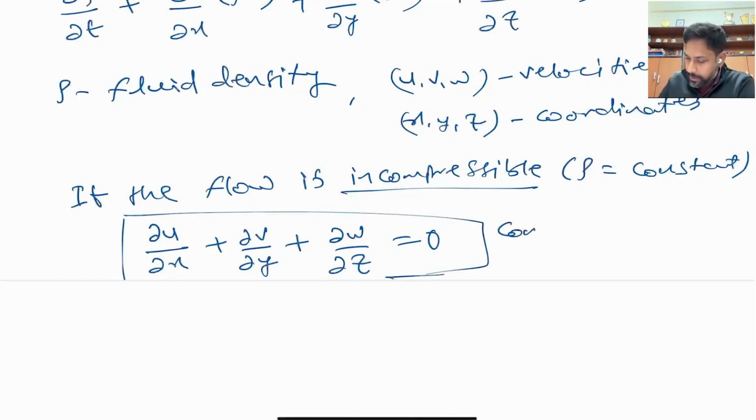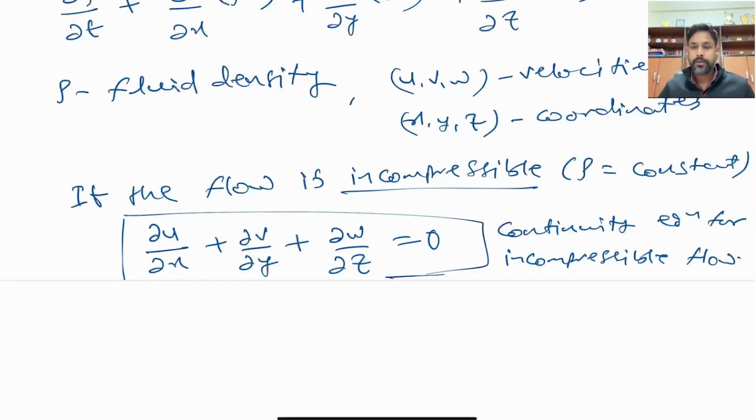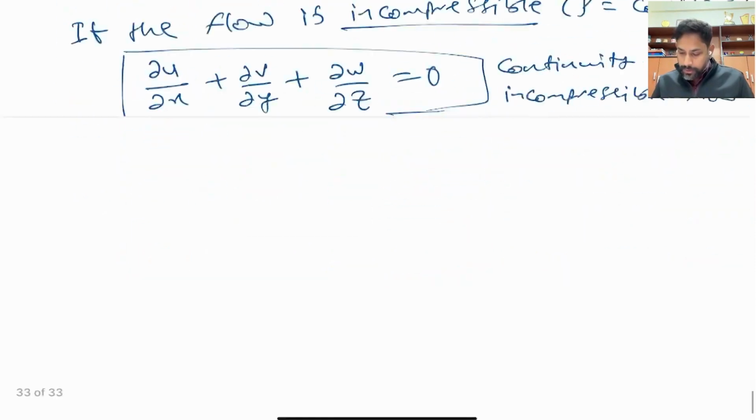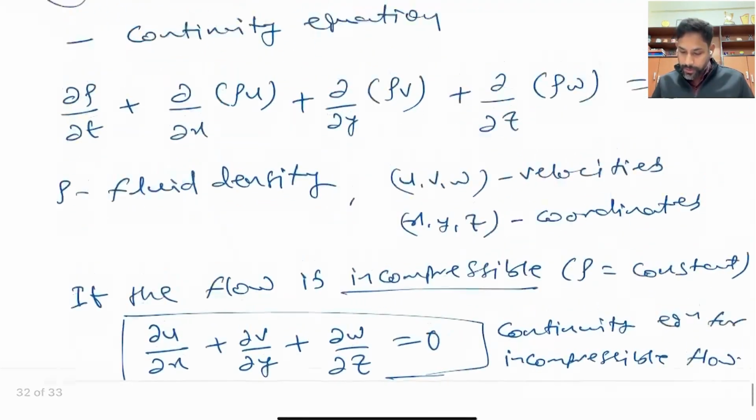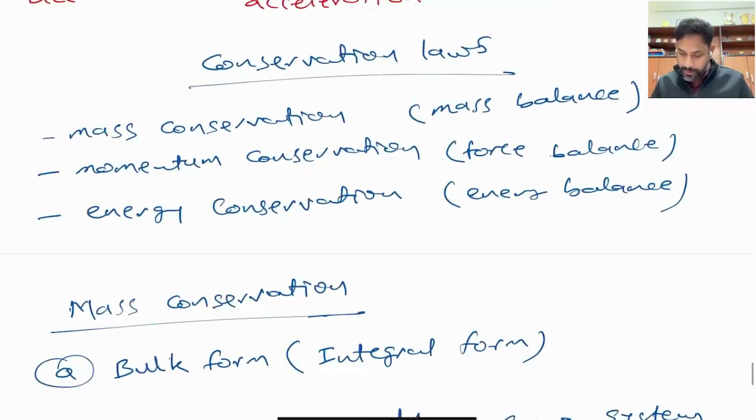So this is the continuity equation for incompressible flow. Now let's move to the next one. We already did mass conservation. Now we'll talk about momentum conservation.